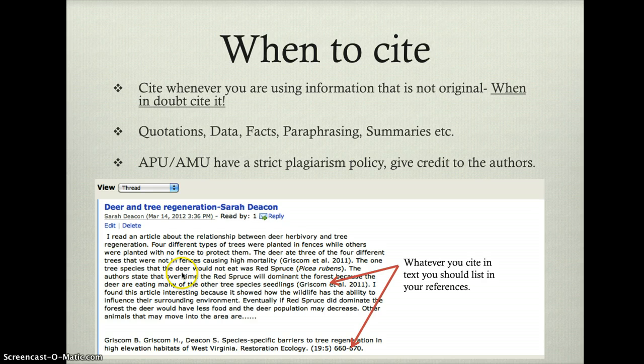Then I might have some of my own ideas that I type in there, and then down below I also have a summary of a quotation from the paper where the authors state that over time red spruce will dominate the forest because deer are eating many of the other tree species, and again I cite that. This paper had more than 2 authors, so I used the et al. And it's important to include the year because different papers might have the same author but are published in different years.